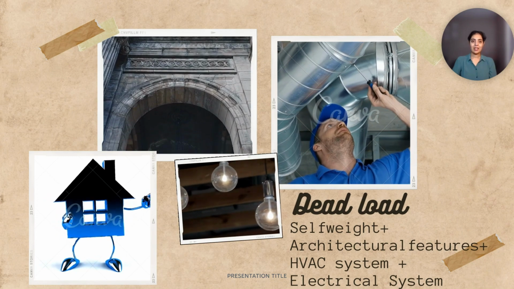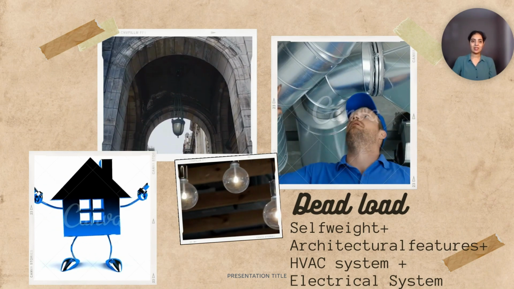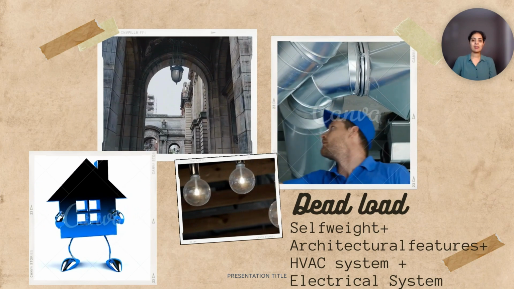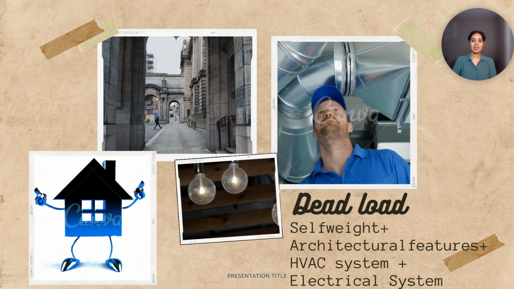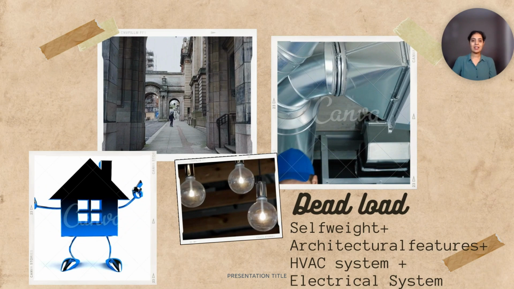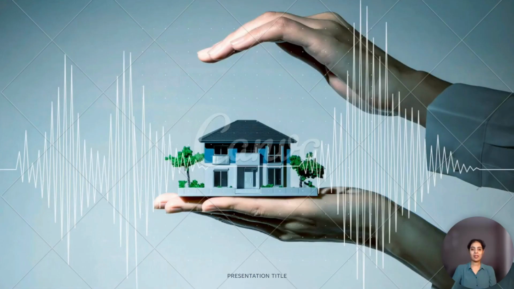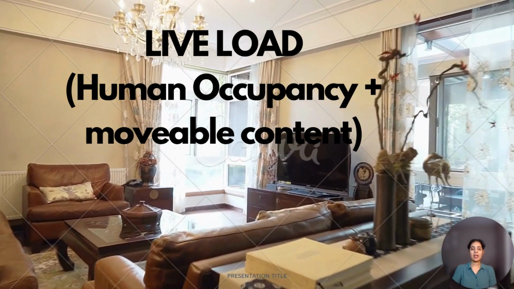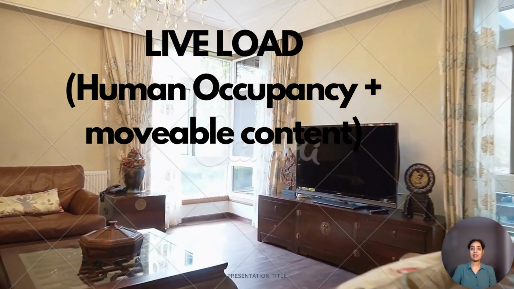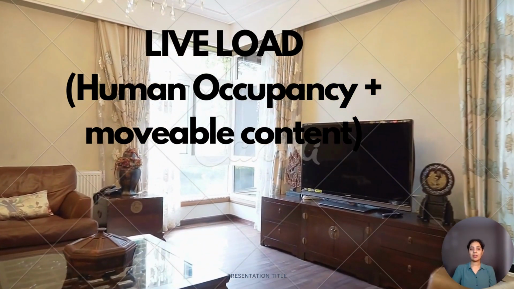Dead load. It is the actual weight of the structure. Dead loads include things like architectural features, HVAC system, electrical systems. Live loads are the loads created by the occupancy of the building. These generally include human occupancy and the structure's movable content. Sometimes these loads are very accurately defined. Example: volume of an elevated water tank determines the weight of the water in the tank.